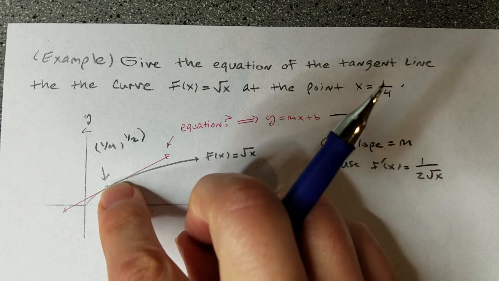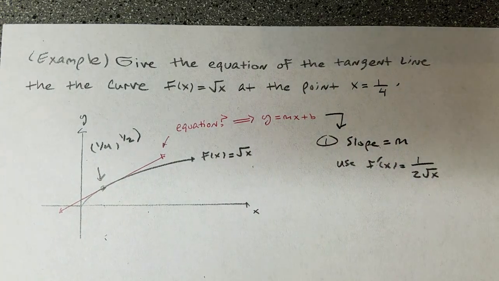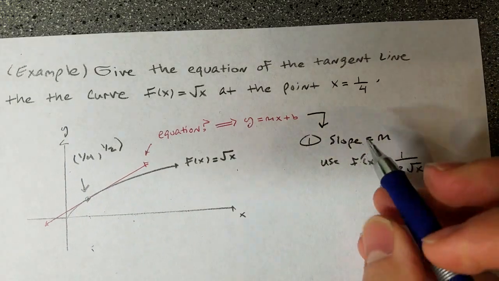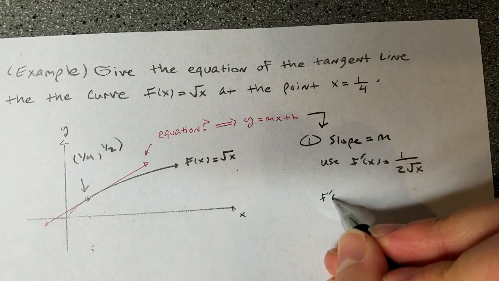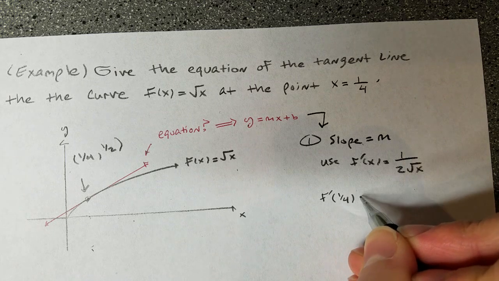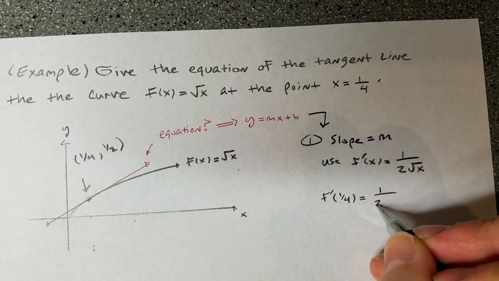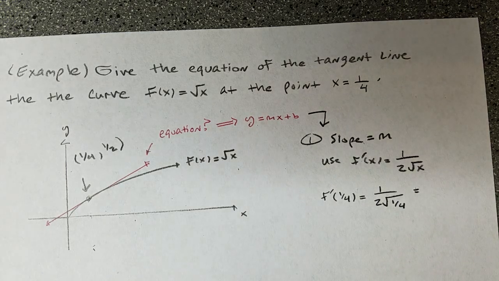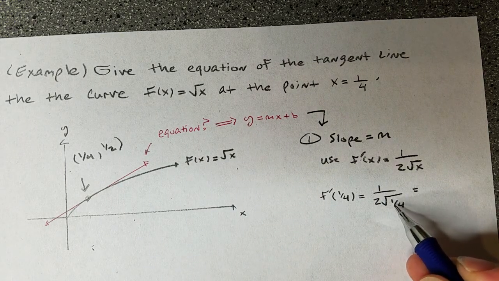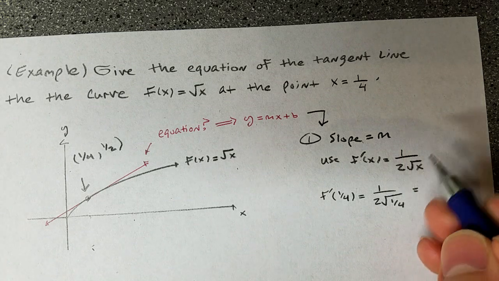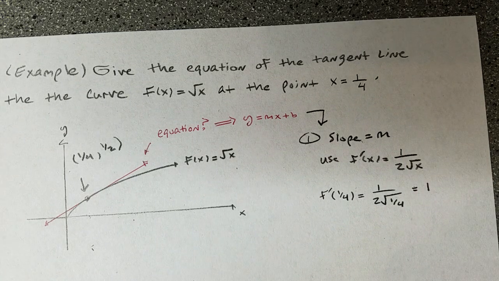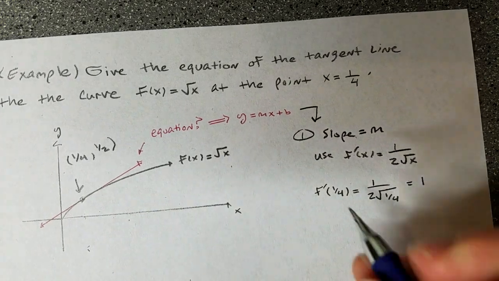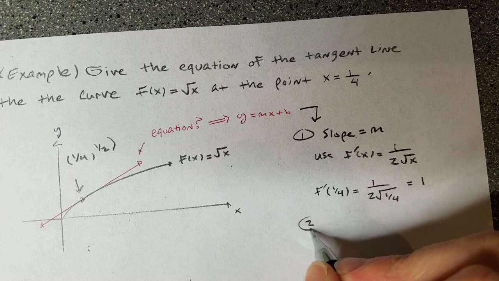Whatever the slope of the curve is right there, that's the slope of the tangent line. Now I want to know what the slope of the curve is at this point where x is 1/4. So I want to do f prime of 1/4, which is 1 over 2 root 1/4. And the square root of 1/4 is a half. 2 times a half, that's 1. 1 over 1 is 1. So the slope of that line is 1. Okay? So I have a partial answer.